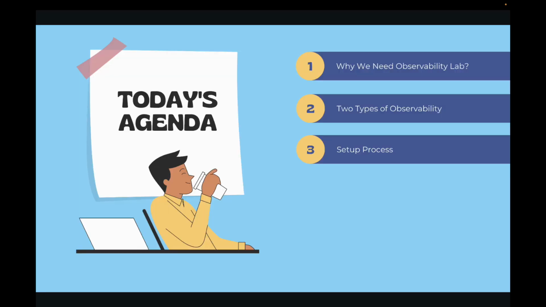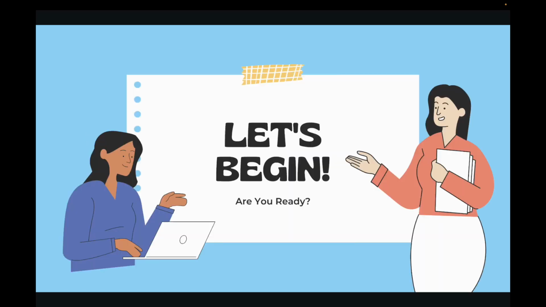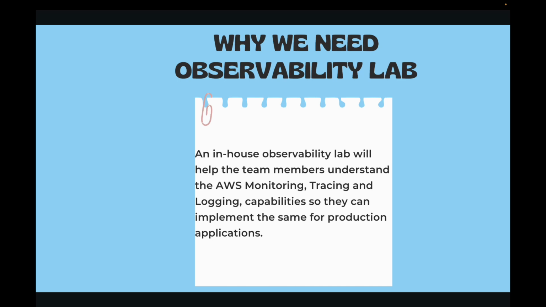So here's the agenda. First, why we need an observability lab. Second, there are two types of AWS observability that we are going to look at today. And finally, the setup process. Those are the three things that I want to cover in today's session. So let's begin. Why do we need an observability lab?